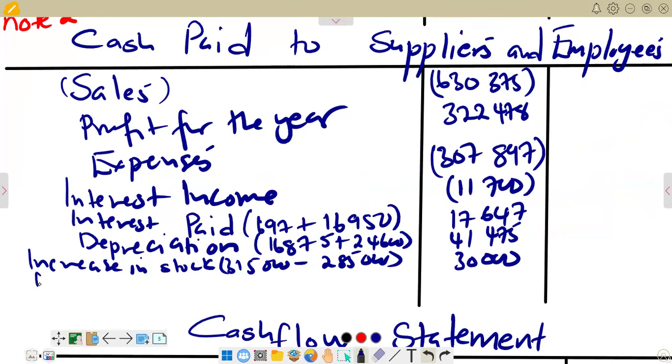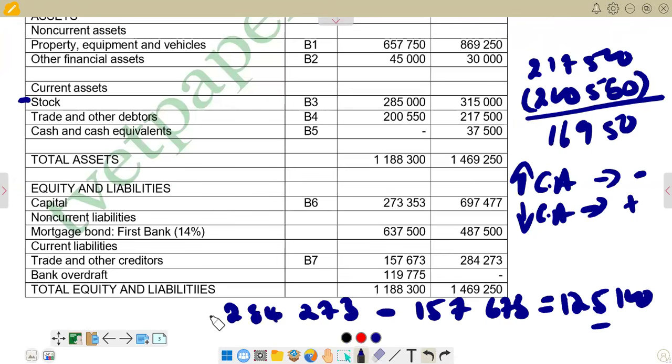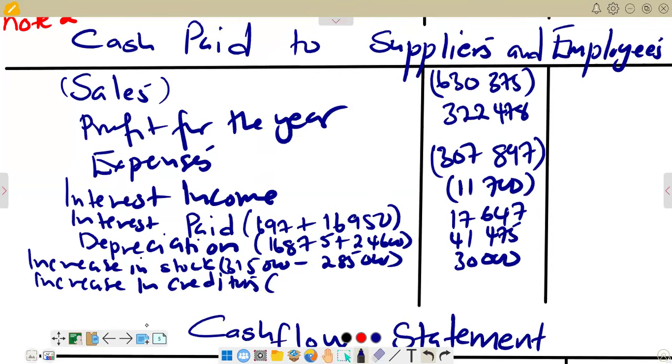So we are saying increase in creditors. Then in brackets, let's try to see the calculation that we have. Go back to check the figures. 284,273 minus 157,673, and then we got 125,100. So the answer that we have is 125,100. So we are going to say 125,100.